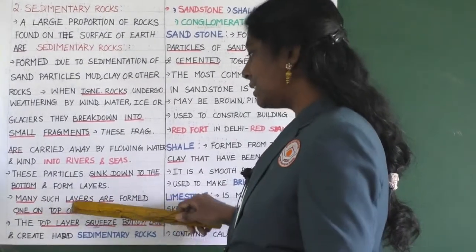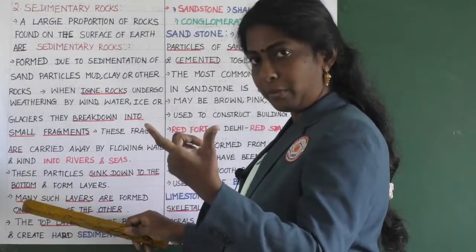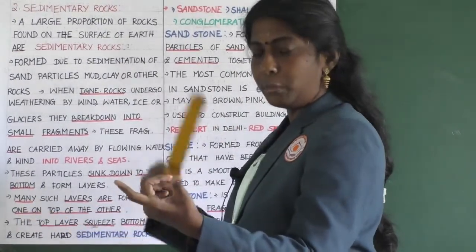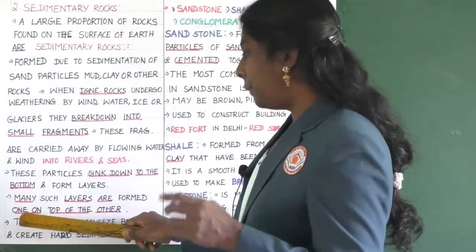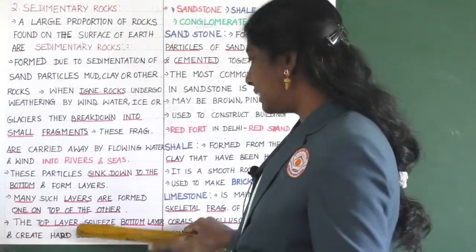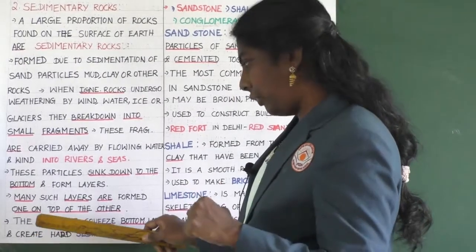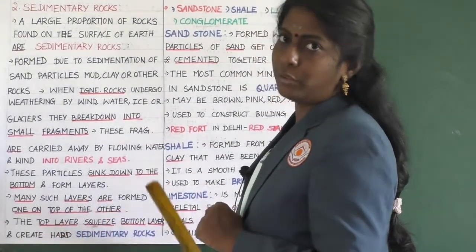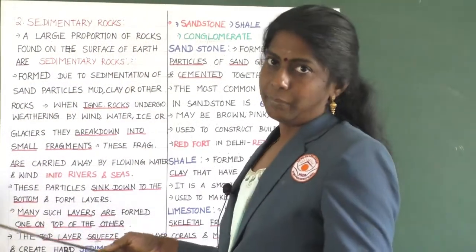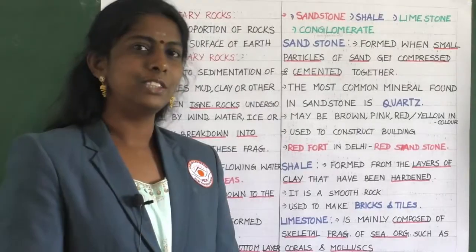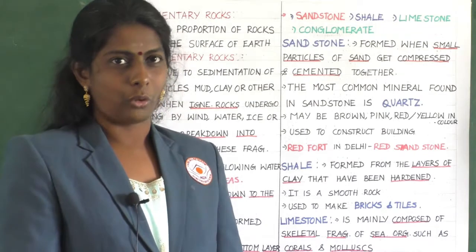Many such layers are formed, one on top of the other. Here the top layer squeezes the bottom layer and creates hard sedimentary rock. So children, this is how sedimentary rock is made. Can you understand? Yes students, now let us learn about different types of sedimentary rocks.